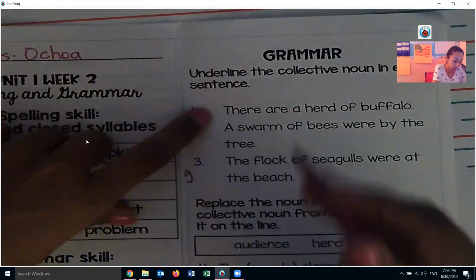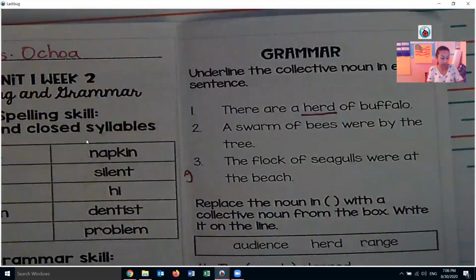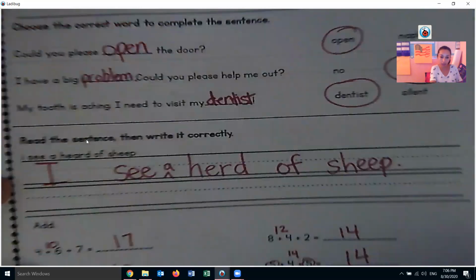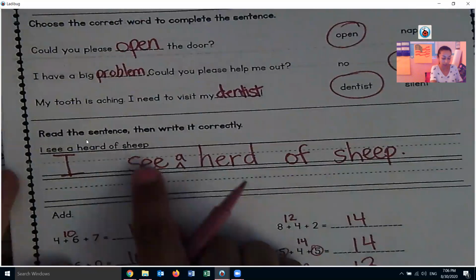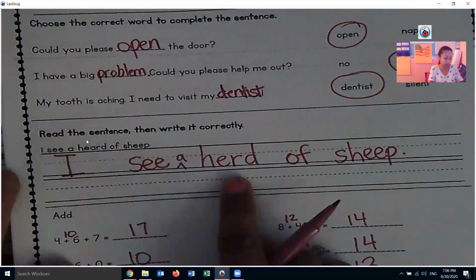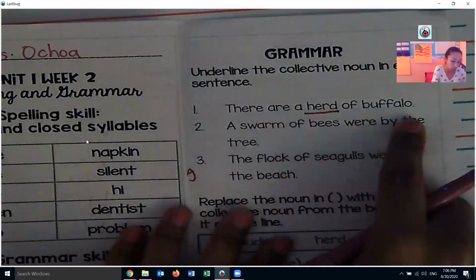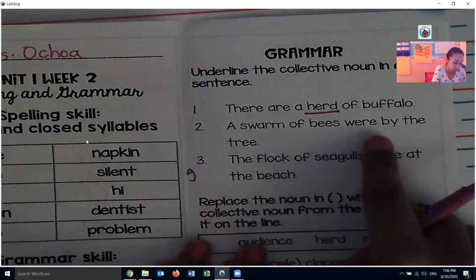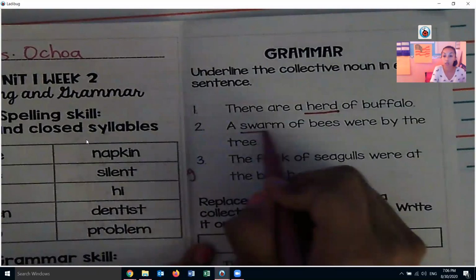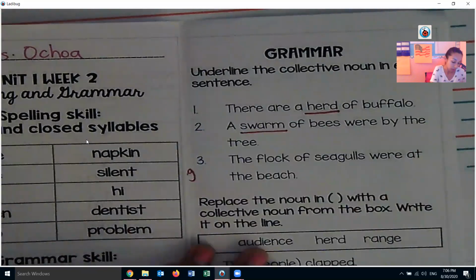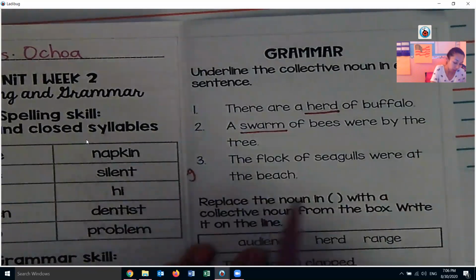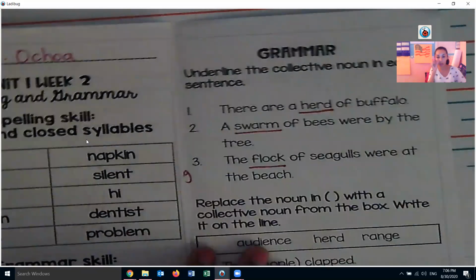So this one is the herd, and that was the word we corrected in our packet today. Not spelled E-A-R-D, spelled E-R-D. So the herd of buffalo, a group of buffalo. A swarm of bees were by the tree. So swarm is a group of bees. The flock of seagulls were at the beach. Flock describes that group of seagulls.